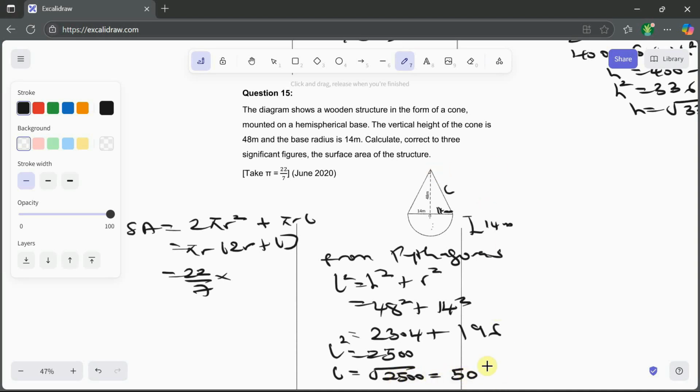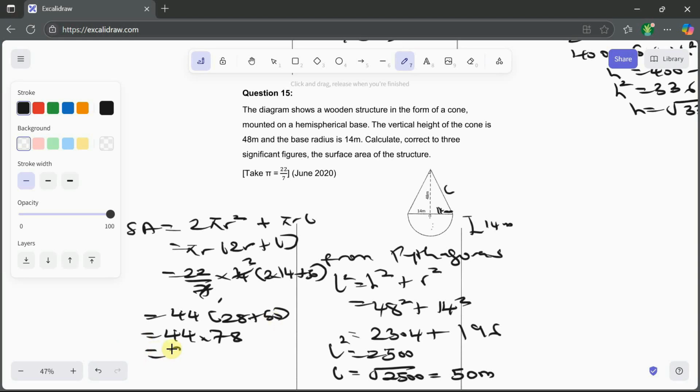Is it meters, centimeters? Meters. So 50 meters. So substitute 22/7 times the r is 14, in brackets 2 times 14 plus 50, right? So 22 times 2 is 44, 2 times 14 is 28 plus 50. So this is 44 times 78. 44 times 78 would give you 3432 meters squared. So correct to 3 significant figures, this is significant figure 1, significant figure 2, significant figure 3.